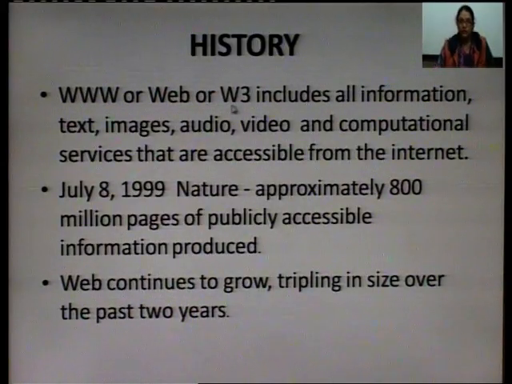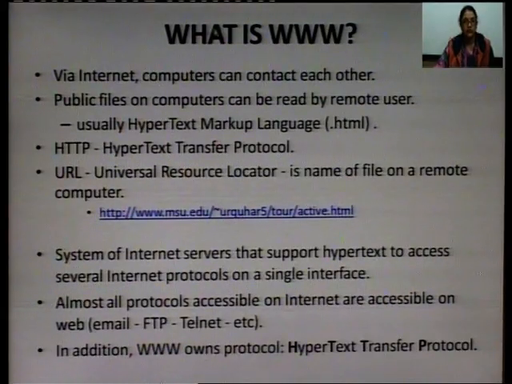WWW or web or W3, you can say, includes all information, text, images, audio, video and computational services that are accessible from the internet. In July 8, 1999, Nature reported that approximately 800 million pages of publicly accessible information were produced, and the web continues to grow, tripling in size over the past 2 years. What is WWW? That is World Wide Web.